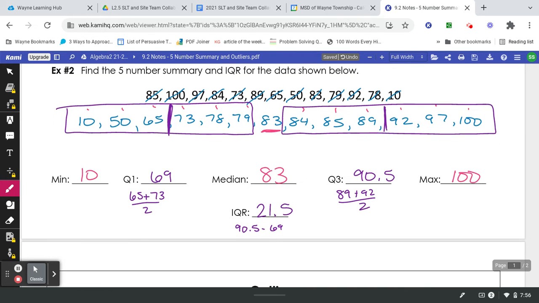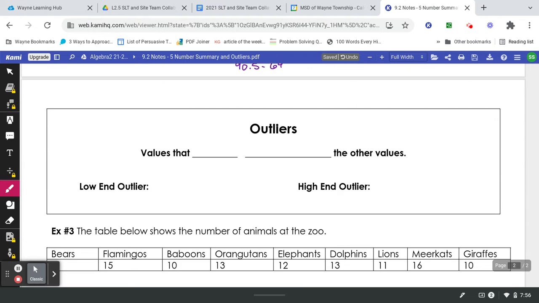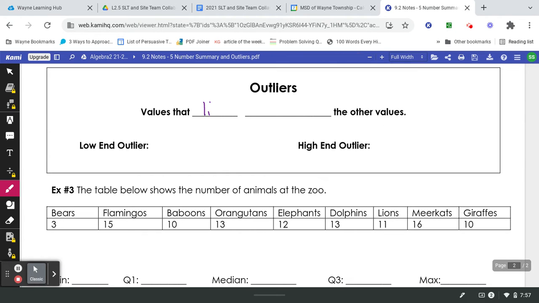All right. Now on the back, we're going to talk about something called outliers. Outliers are values that lie outside the other values. So for example, in a classroom, you normally have a bunch of high school students and then there's a teacher. Usually the teacher is the outlier if you're talking about the age, right? Most of the students are going to be like 15, 16, 17, 18 years old, and the teacher's usually going to be quite a bit older than that, maybe in their late 20s, 30s, 40s, 50s, etc. So that would be an example of something that is an outlier.